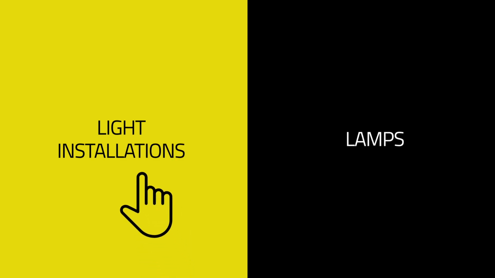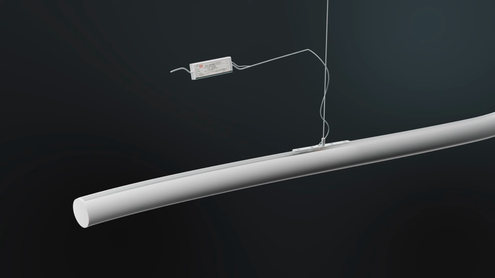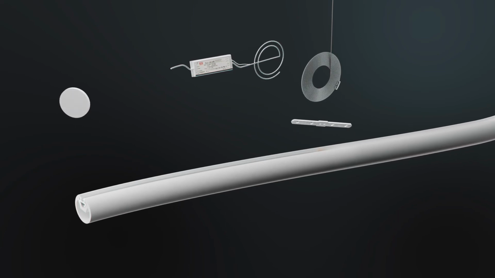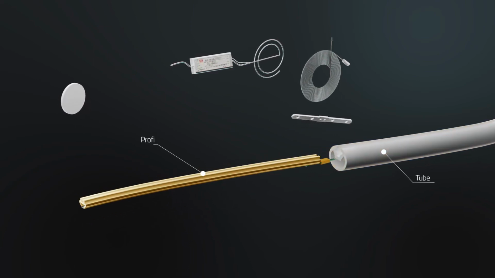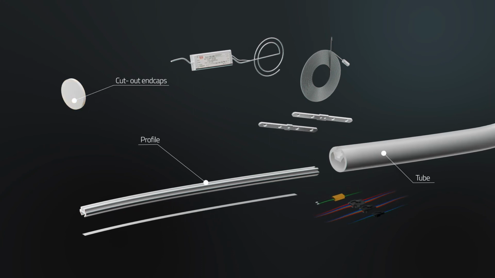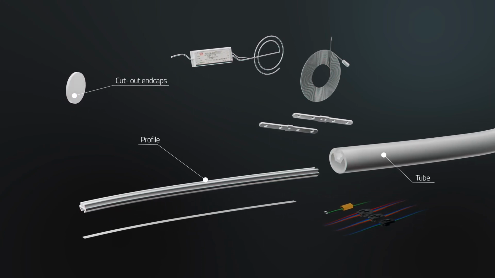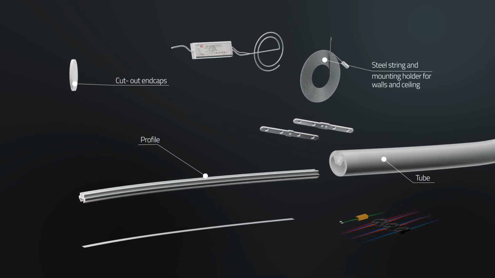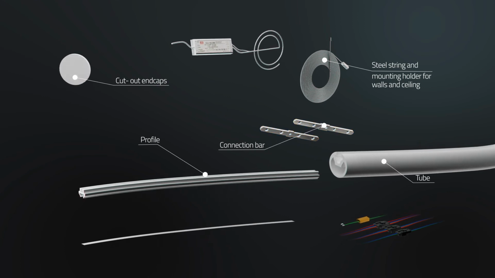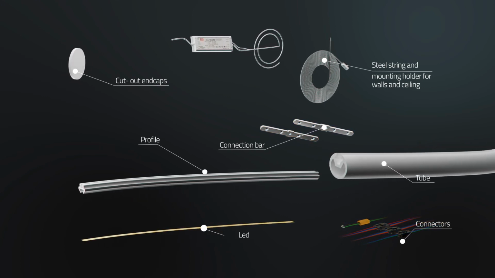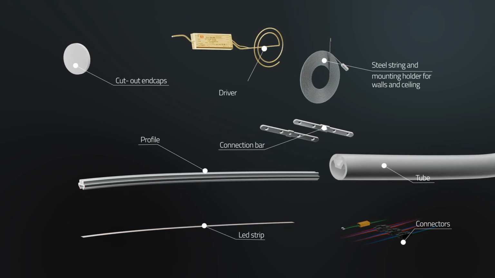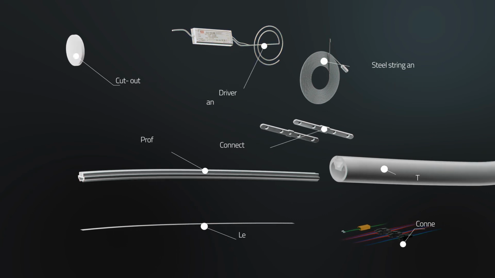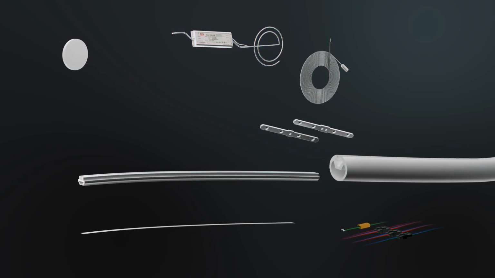What semi-products can the producer offer to the accredited distributors? Light tube, aluminium profile, cut-out end caps with a proper diameter and shape, and also accessories, mounting, suspension holders for walls and ceiling, connection bars, steel strings, power connectors, flex and rigid LED strips, power supply drivers, and power supply or control cables. Components demand is established individually with a distributor.